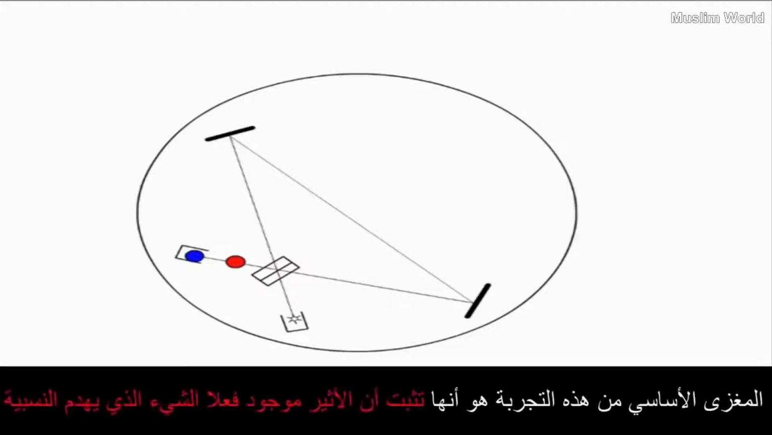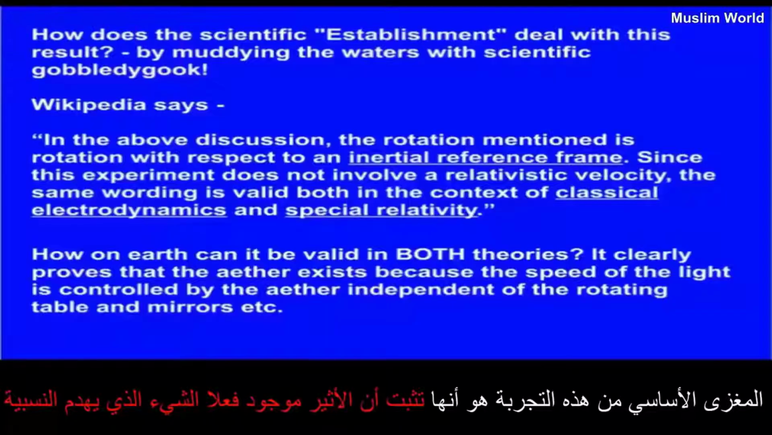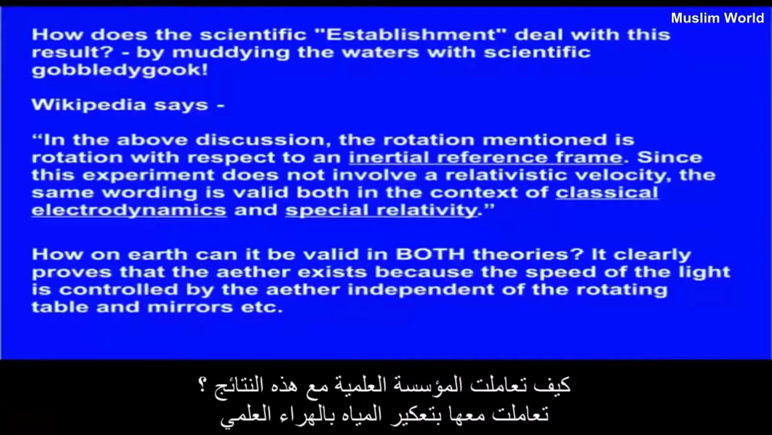The crucial feature of this experiment is that it demonstrates that the ether does exist, which demolishes relativity. How does the scientific establishment deal with this result? By muddying the waters with scientific gobbledygook.